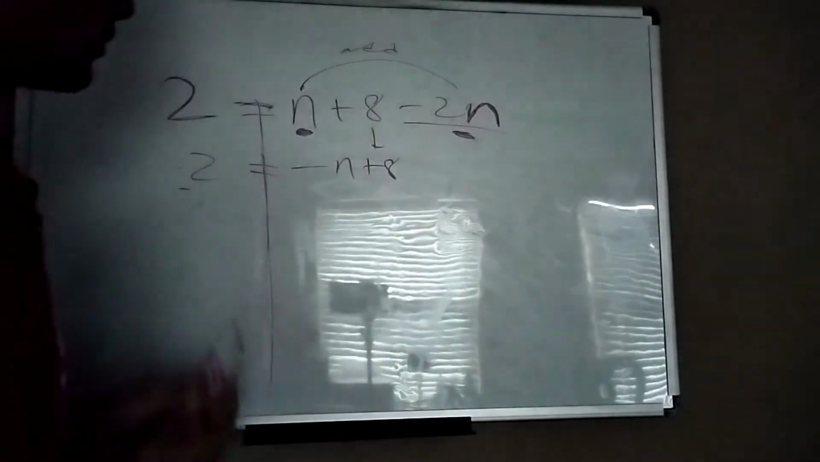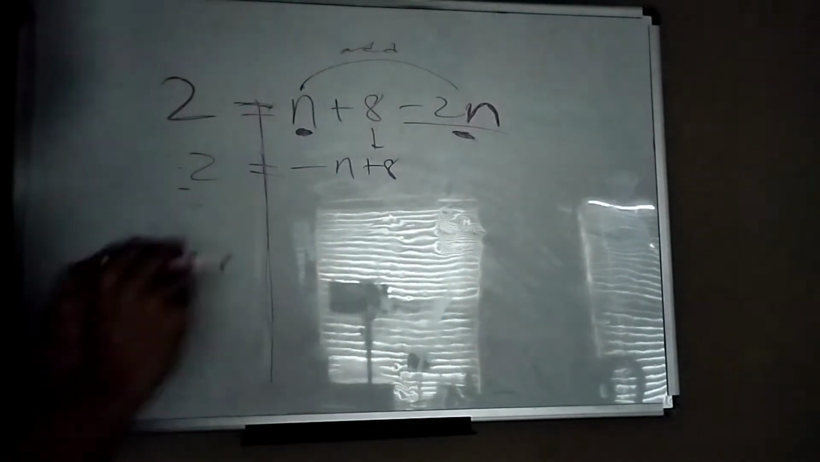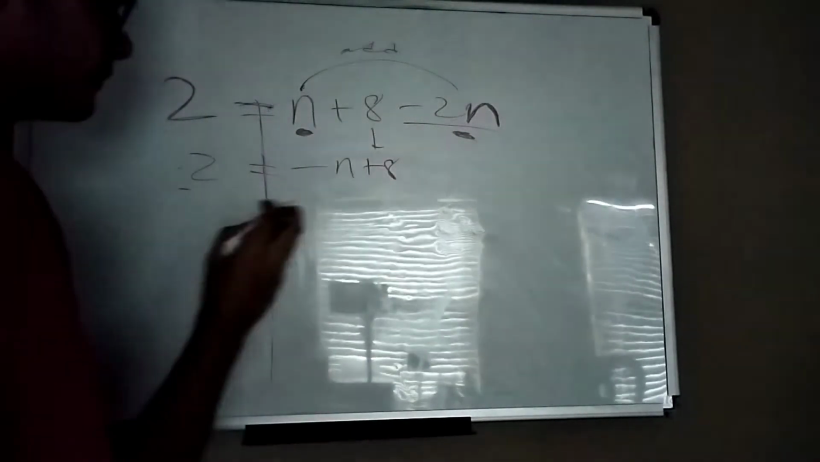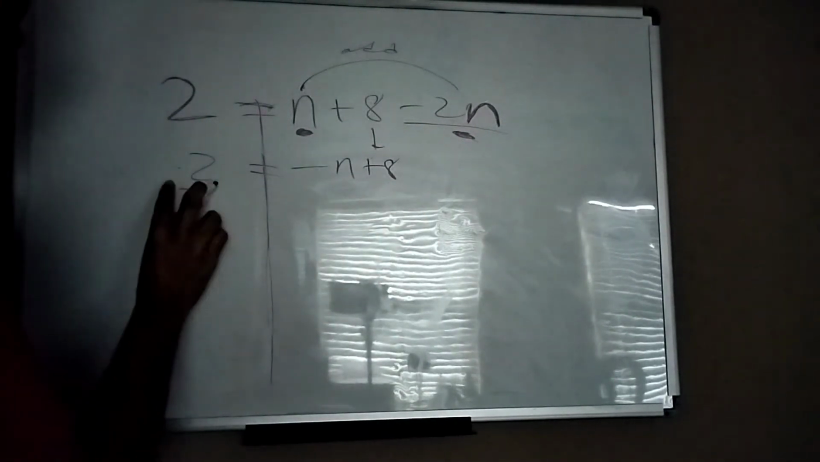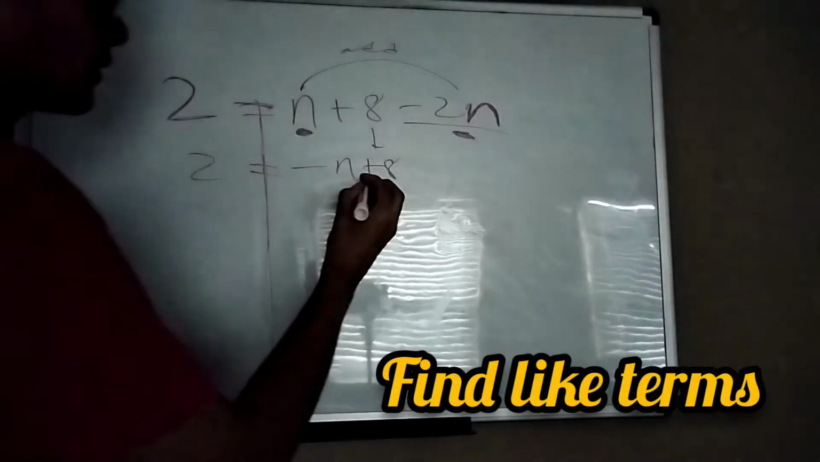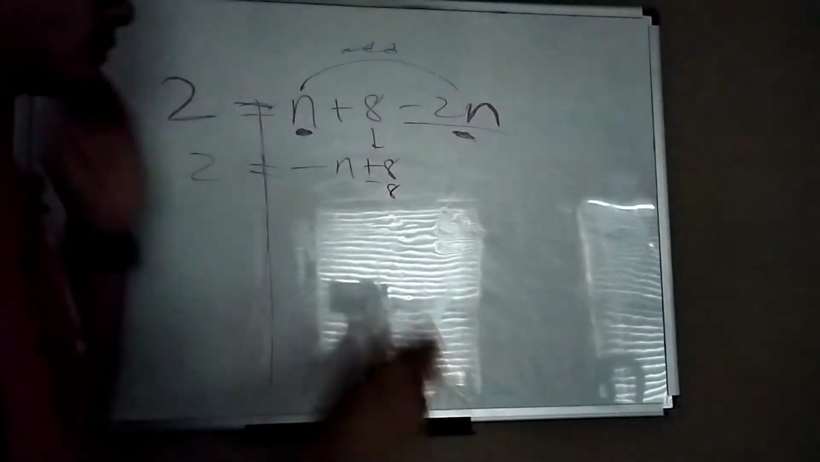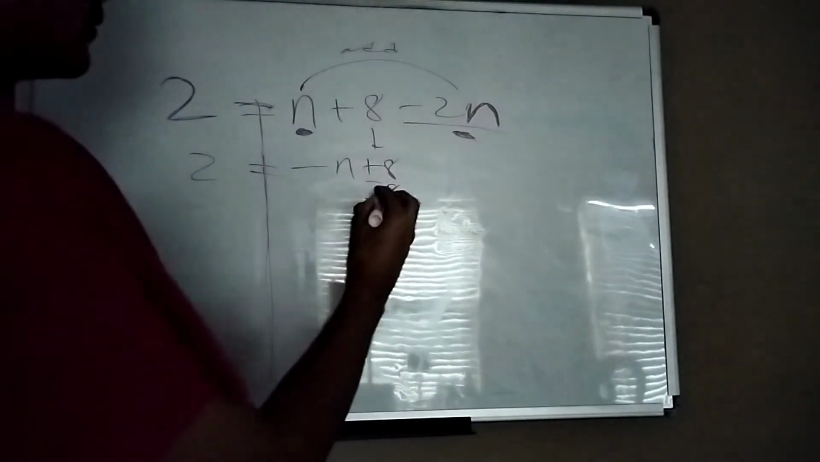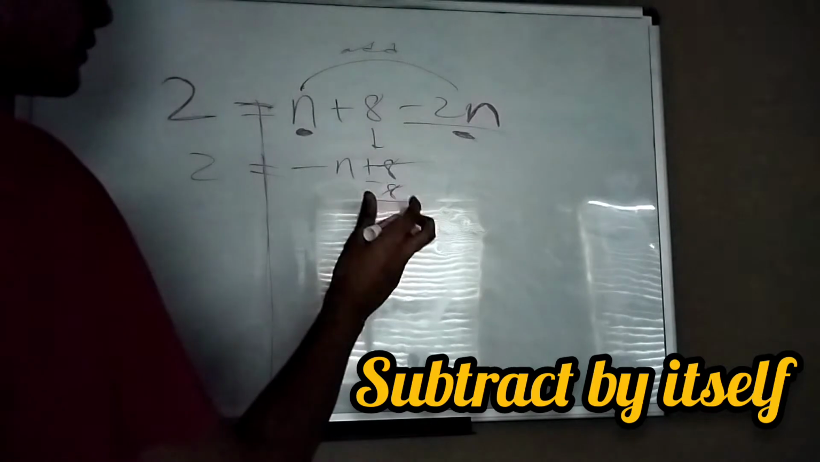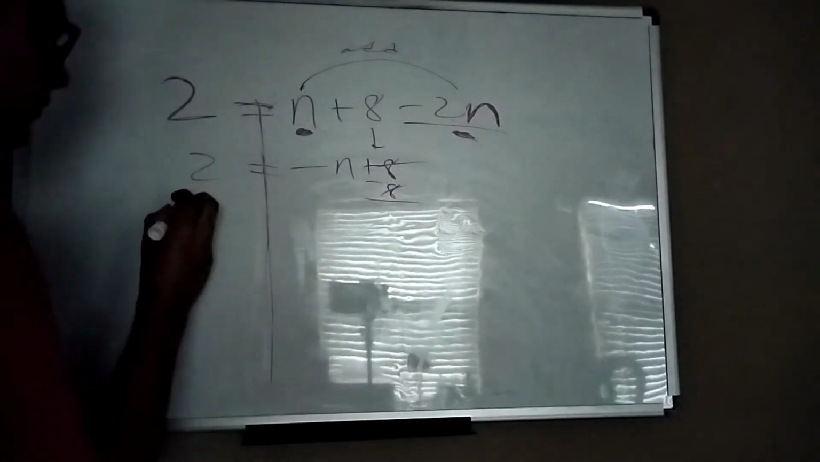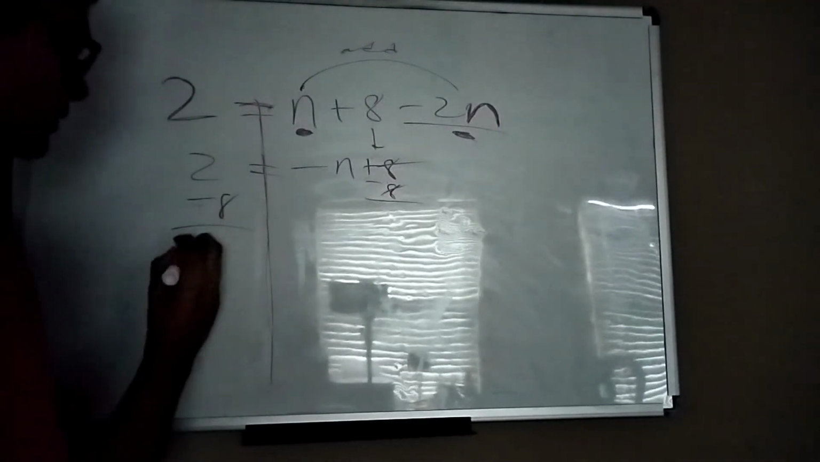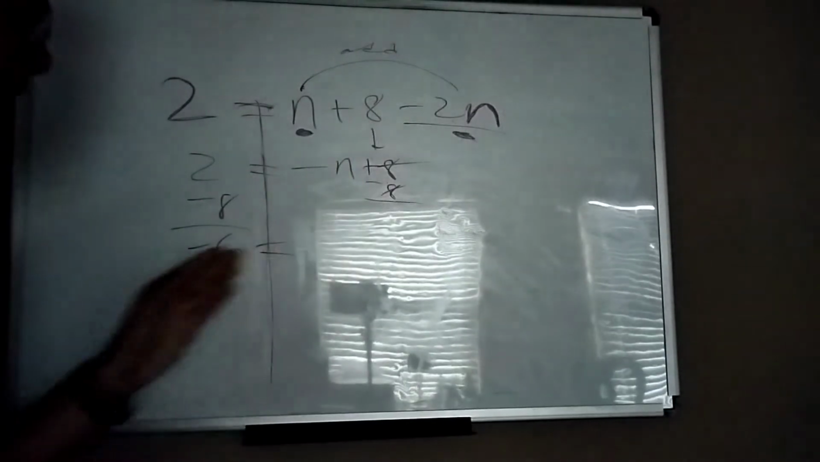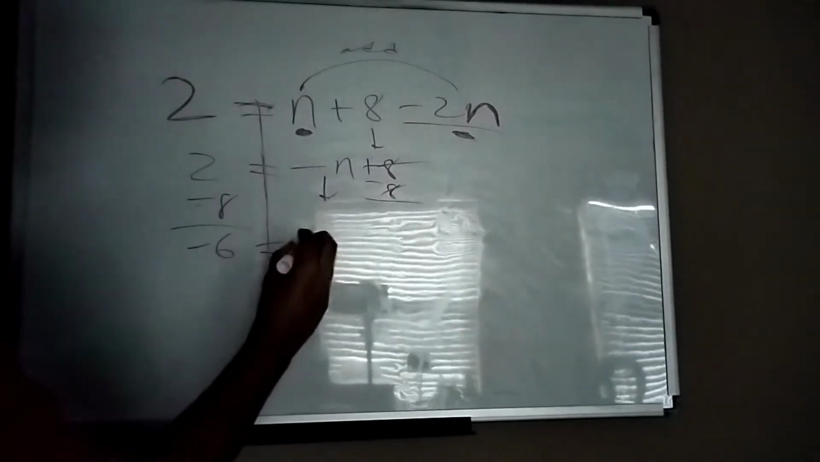into this right here. So now what you want to do is find like terms again, which is this positive 8 and this positive 2. So first thing you do is you turn the 8 into a negative and subtract it by itself, and this cancels out because this equals 0. But you have to do this to this side too. And this is negative 6. Well, once you got that, then you have to bring negative n down.